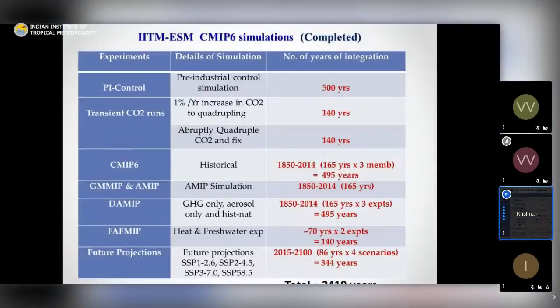So I will quickly come to some of the projections that we have made, which are fed into our report. We have completed more than 2,500 years of experiments with the IITM ESM. I will not get into all the details.